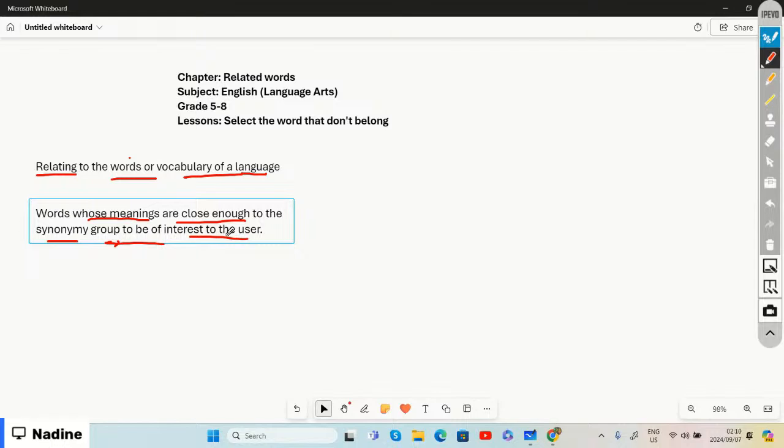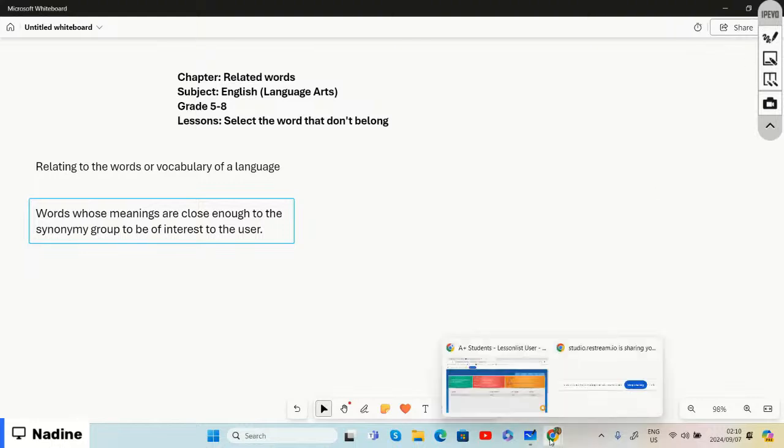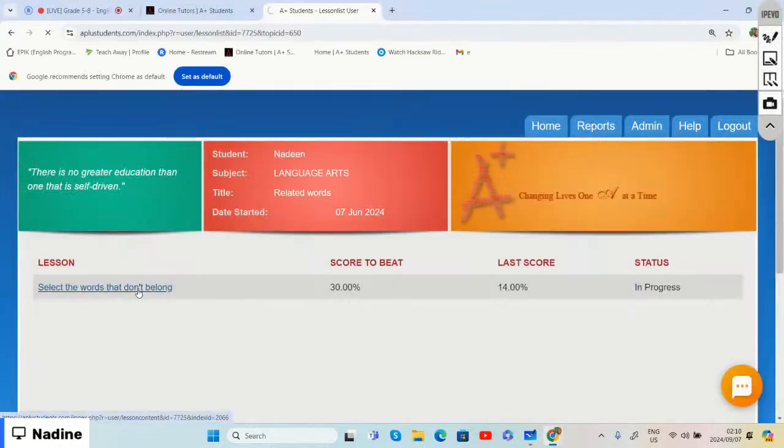All right. So when it comes to our meanings, right, or words that are either related to or not related to, we're going to find that out today by going on aplusstudents.ca. So we're going to aplusstudents.ca and we're going to see what are the words whose meanings are either close enough or words where the meanings are basically the same, or if they are in a group of interest to the meaning of the words that might be the same.